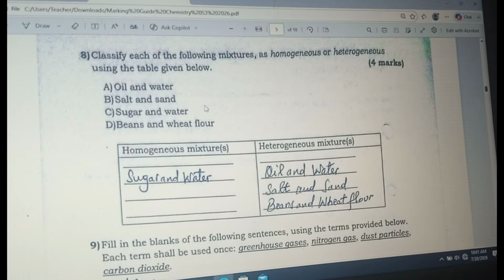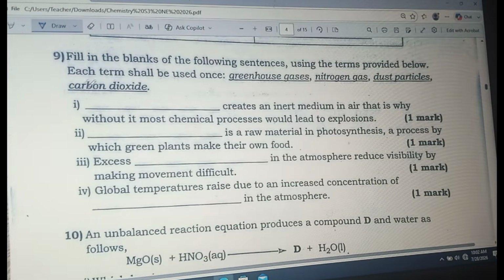Okay. You see, oil and water, so heterogeneous as A. B, salt and sand is heterogeneous. C, sugar and water is homogeneous. D, beans and wheat flour is heterogeneous. Let's continue to the next question.